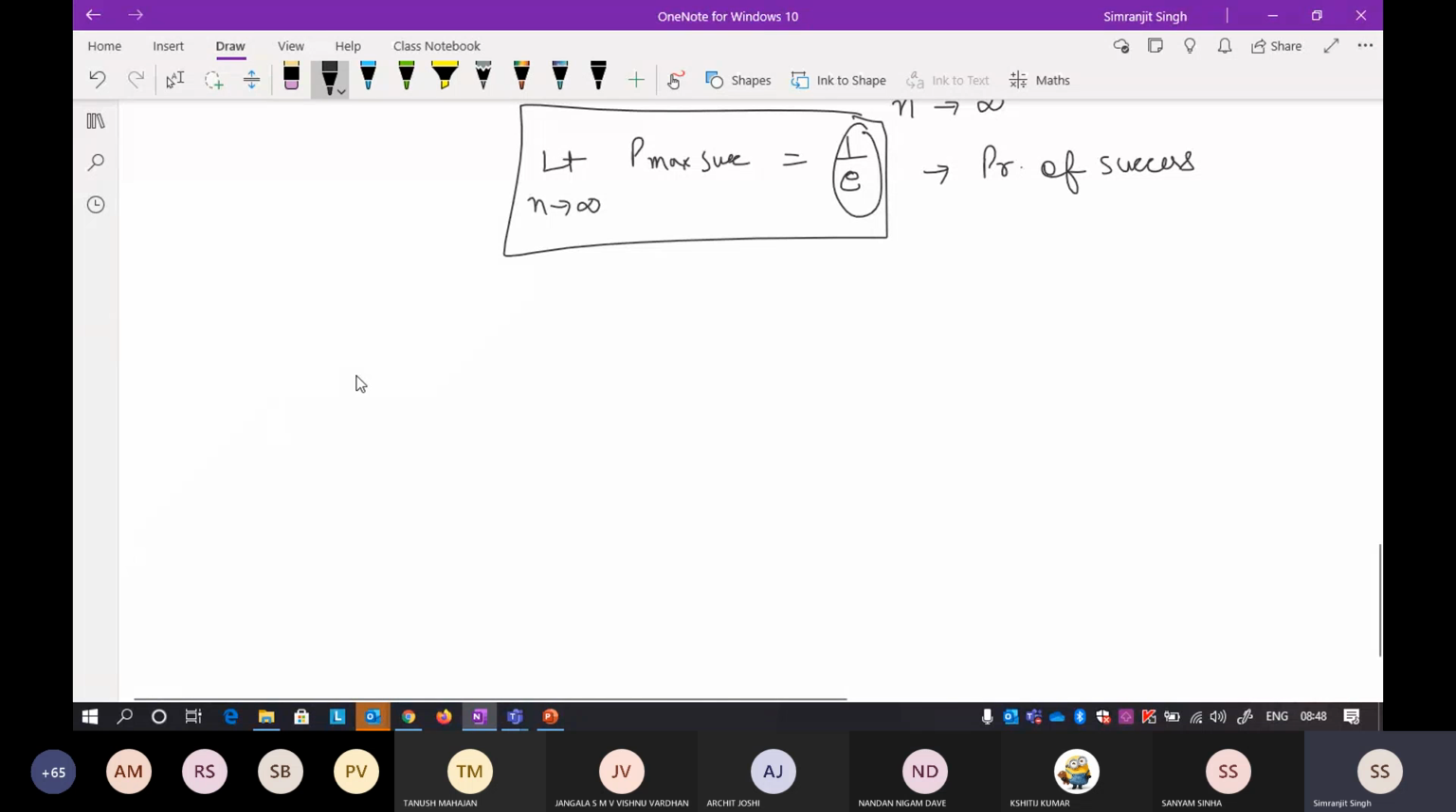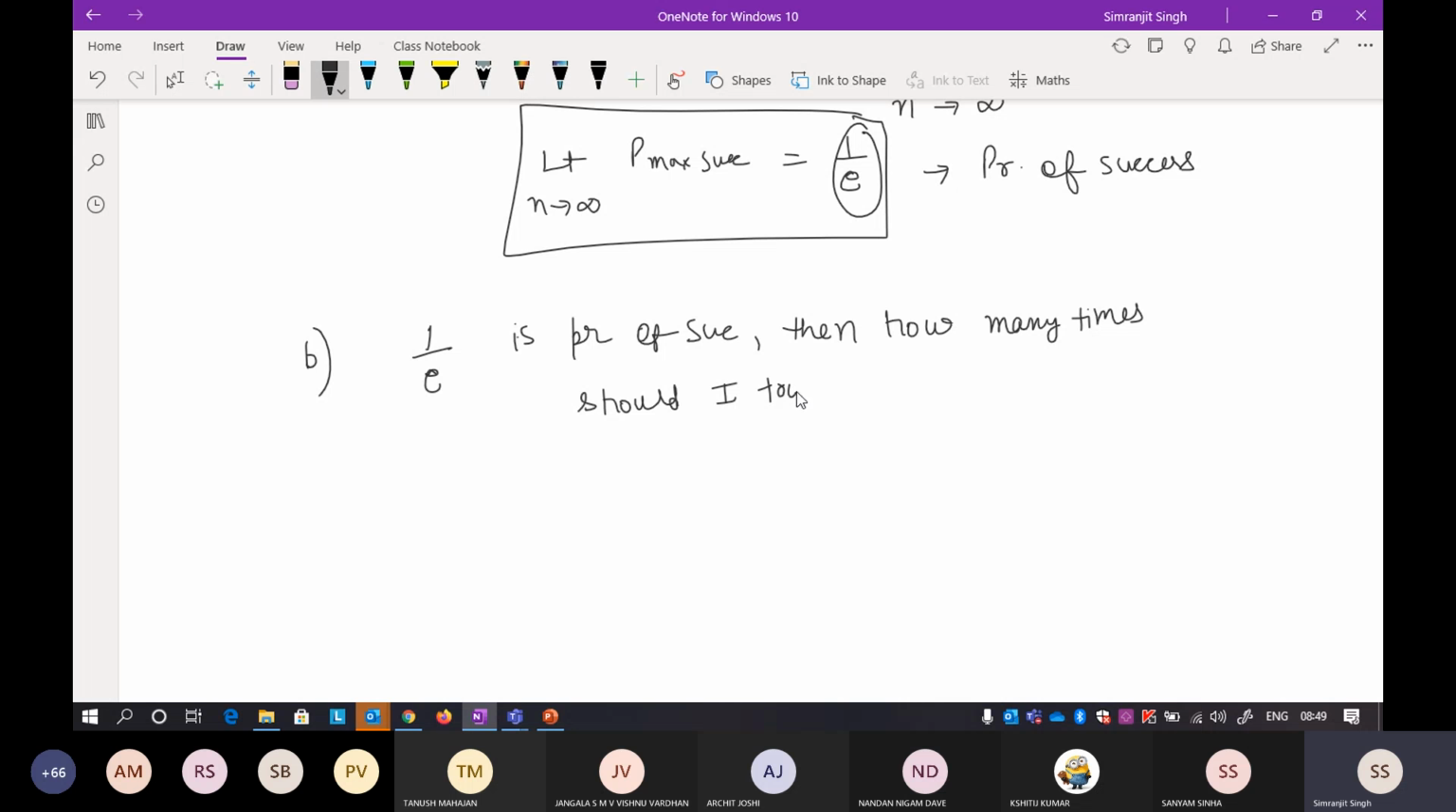Now when you got 1 by e as the probability of success, I have to ask: how many times should I try before I get the first success? This question is asked in Poisson distribution form, and this particular question is answered by the Poisson distribution.